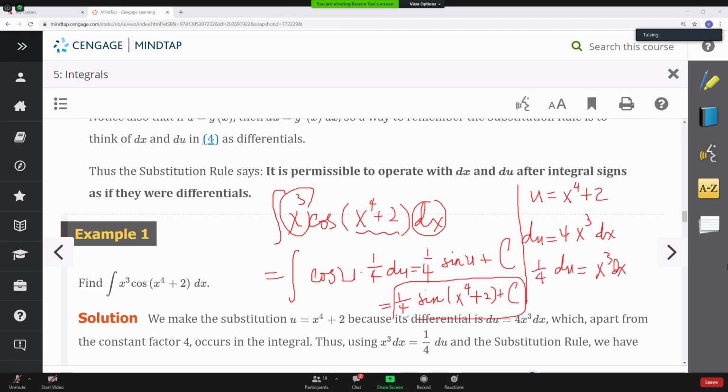Okay, so we have found the answer. The answer is right here. It's 1/4 sine, inside is x^4 plus 2, plus c. All right, so we have found the antiderivative, the indefinite integral, right? Now we can fully verify that this is the right answer by what? By taking the derivative. The derivative of this should be equal to the integrand, right? Make sure that you really understand. c's derivative is 0, you don't have to worry about it. You take the derivative of this function using the chain rule. It's easy to find.